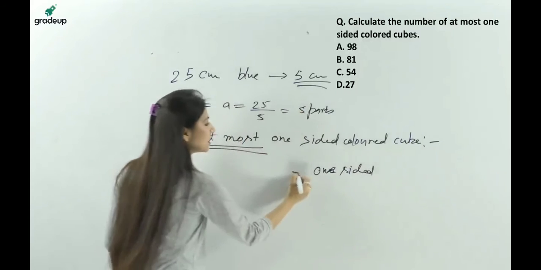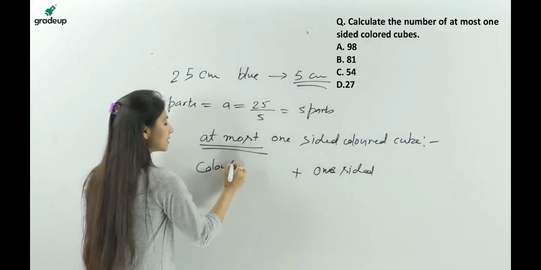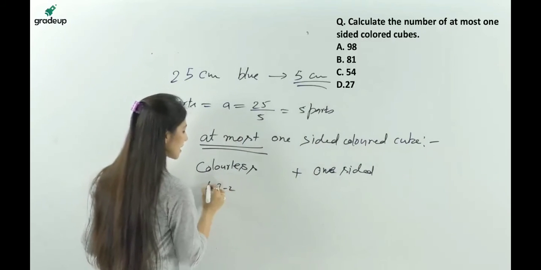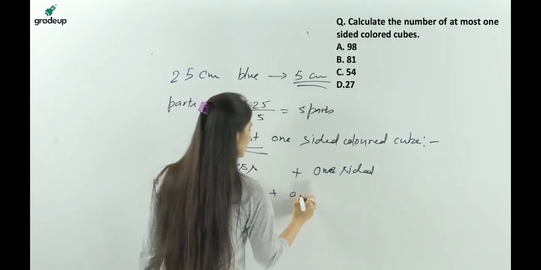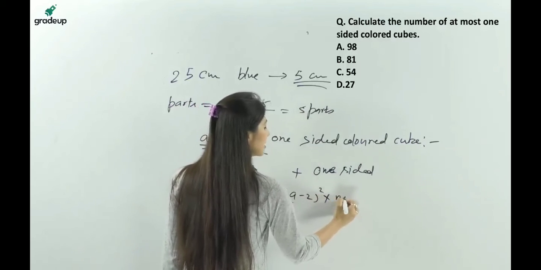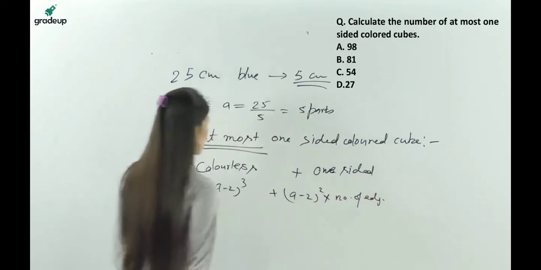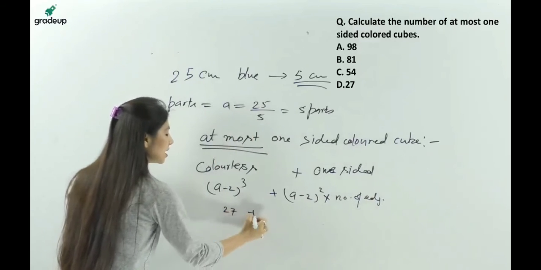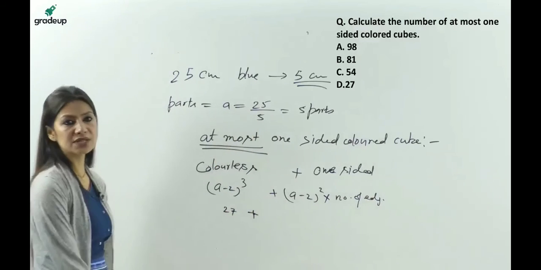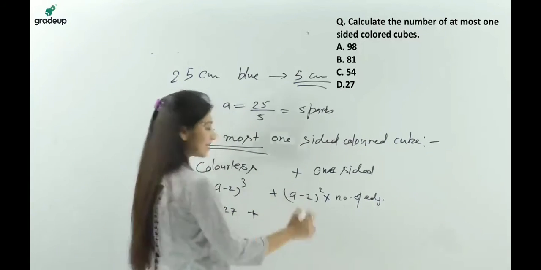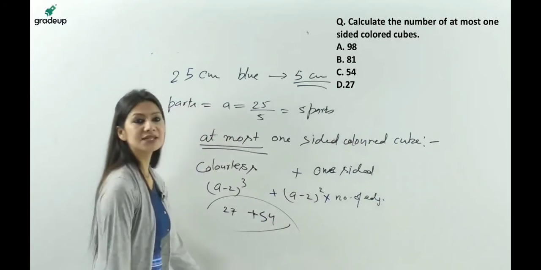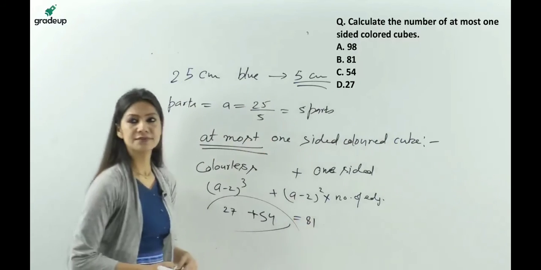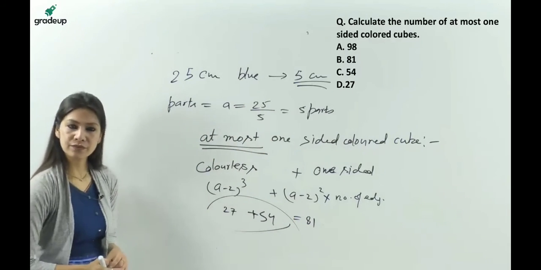But we have one more thing before that, that is colorless. So you have to add these two. For colorless, the formula is (a minus 2) whole cube. For one-sided, you have (a minus 2) whole square multiplied by the number of edges. The value of a right now is 5. 5 minus 2 is 3. 3 cube is 27. And the value of a is 5, 5 minus 2 is 3 square, 9 into 6, sorry, is 54. So the answer is 27 plus 54, which is equal to 81. Is that clear now? It is at most.